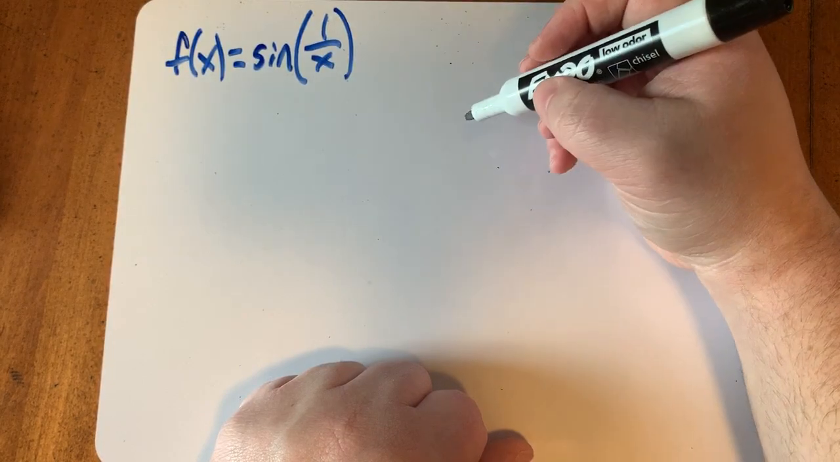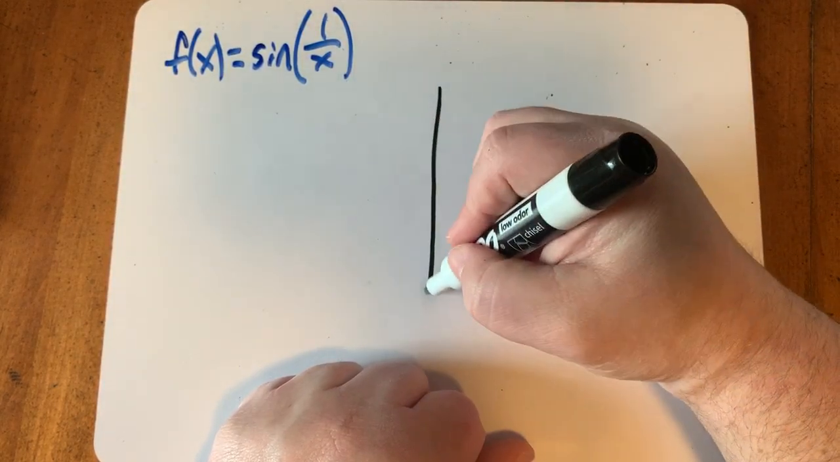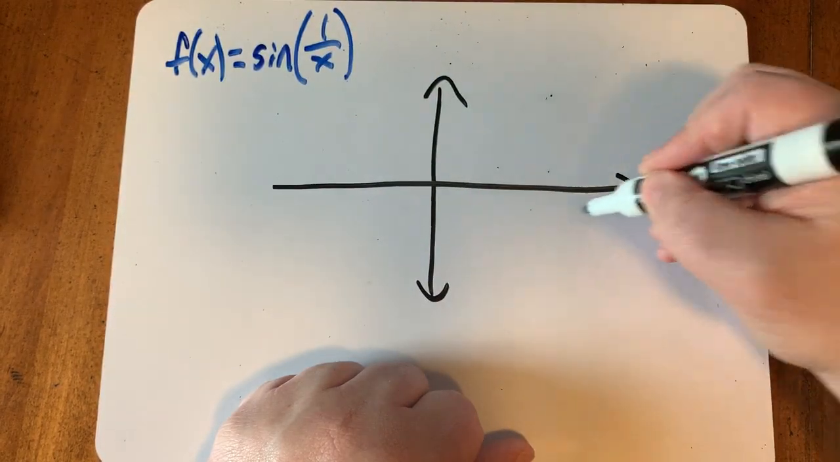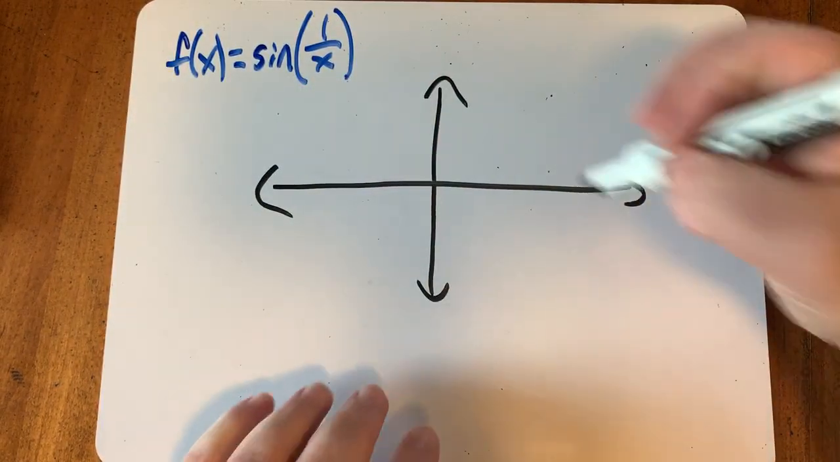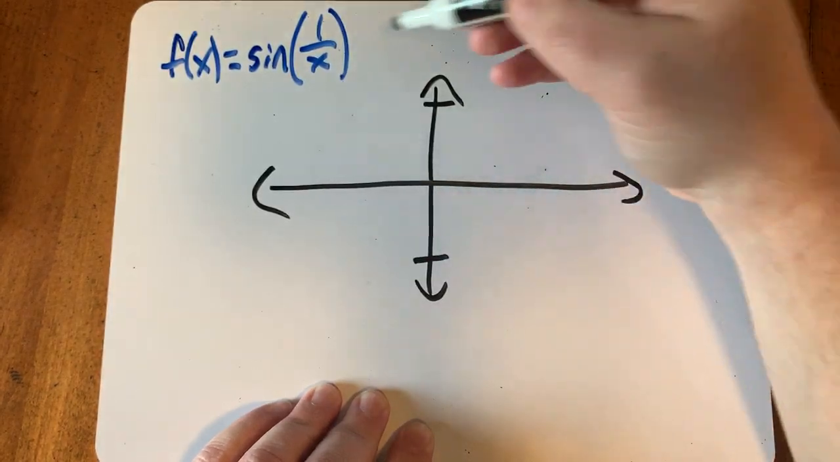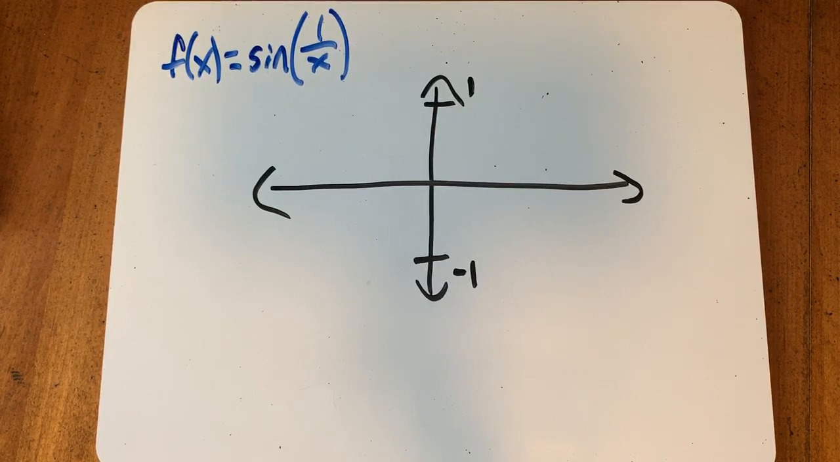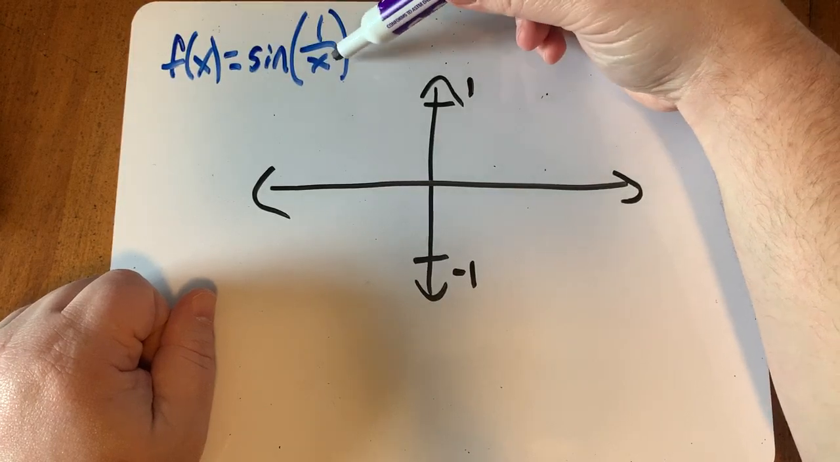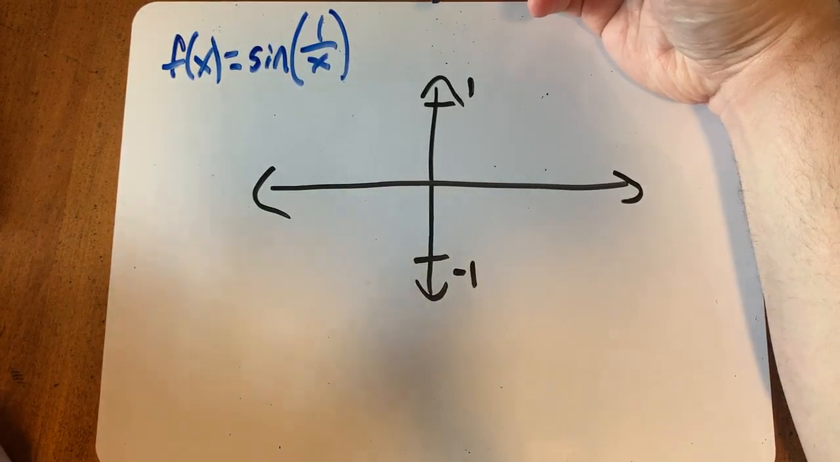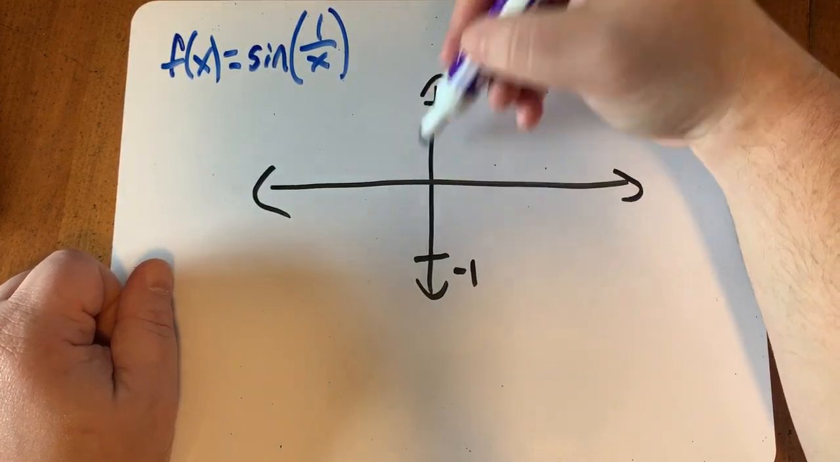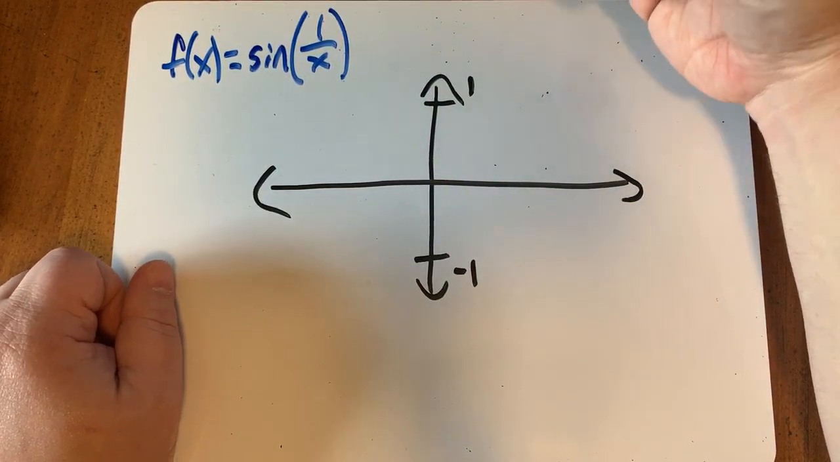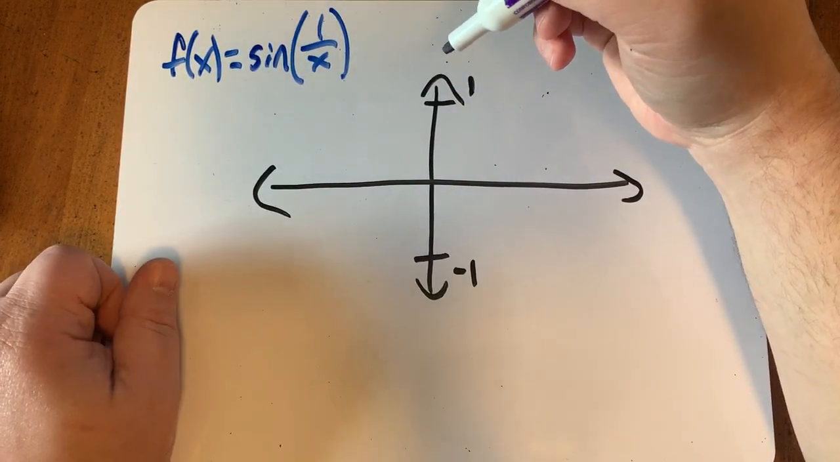But this function, sine of 1 over x, all right. Well, it's a sine function, so it's bounded between 1 and -1. Now, this curve has a restriction on x. X cannot equal 0 because you can't divide by 0. So there's going to be a hole at this axis. What the rest of the curve looks like.